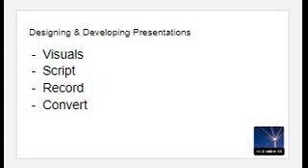Use the scripts to record audio for each slide. You can use text-to-voice software, or you can record your voice into a microphone. Add the appropriate audio file to each slide. Use software to convert your slideshow to a presentation video. Your slideshow is now ready for your LMS and YouTube.